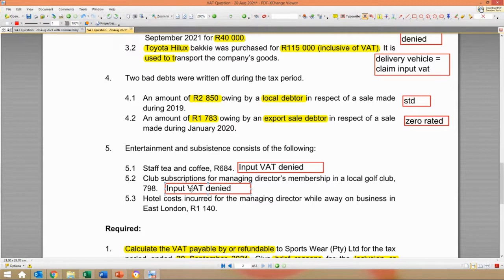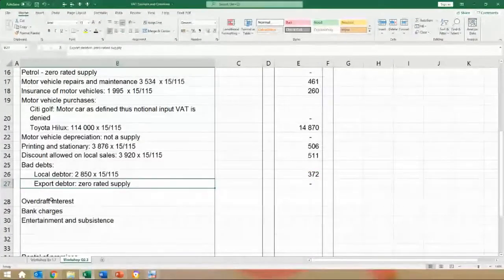Okay, so Christine, yes, it would be allowed. So this would be a standard rated one because of the fact that it is for business purposes and it is for accommodation that is required for work purposes. Okay, so in this case, that would be allowed. So let's go to our Excel and let's quickly update.